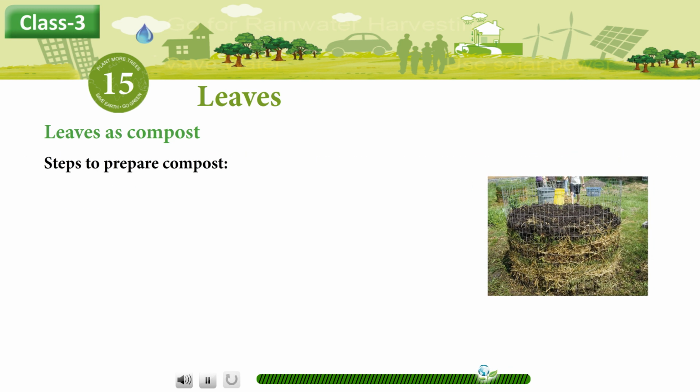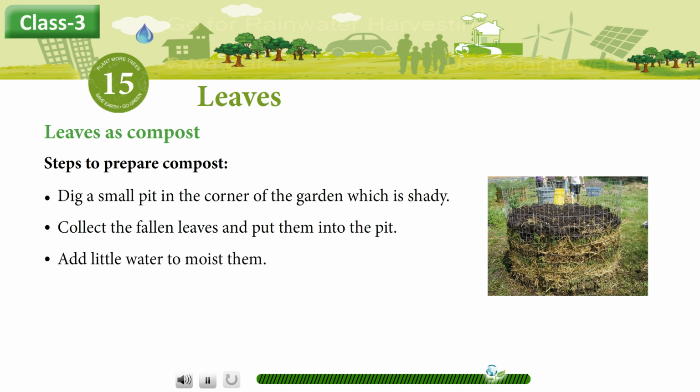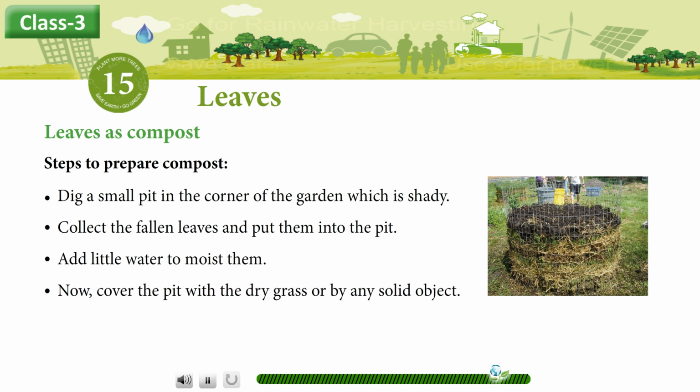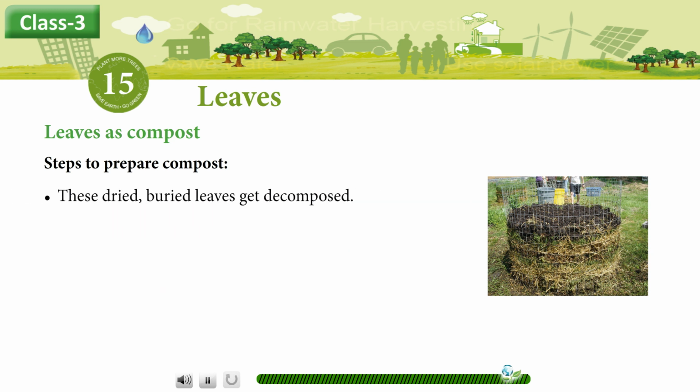Steps to prepare compost. Dig a small pit in the corner of the garden which is shady. Collect the fallen leaves and put them into the pit. Add little water to moisten them. Now cover the pit with dry grass or any solid object. Turn the dried leaves in the pit after 4 to 5 days. Leave the material inside the pit for 2 to 3 months. These dried buried leaves get decomposed. Now the compost is ready.